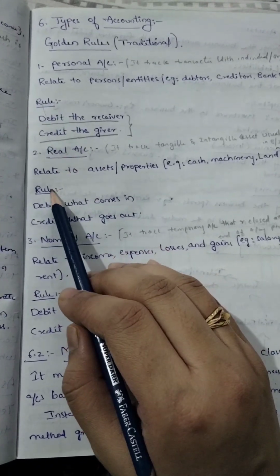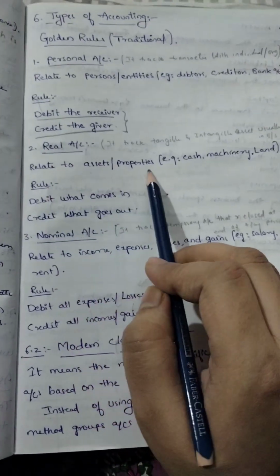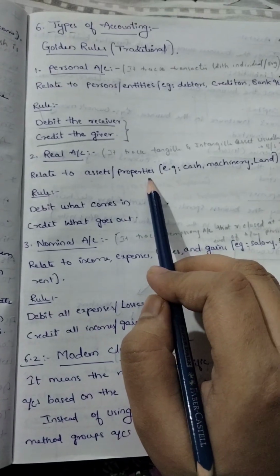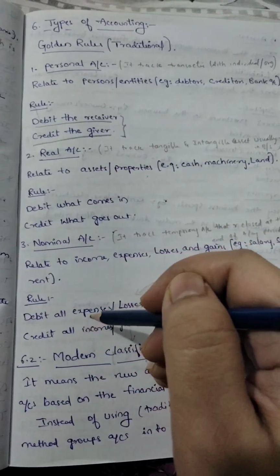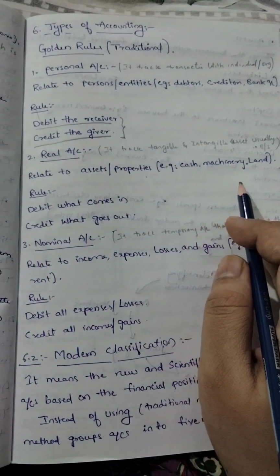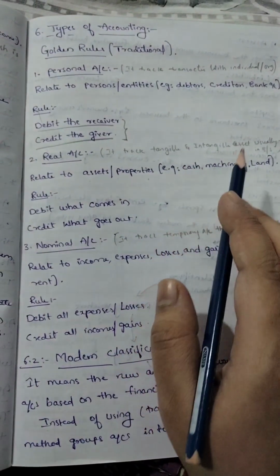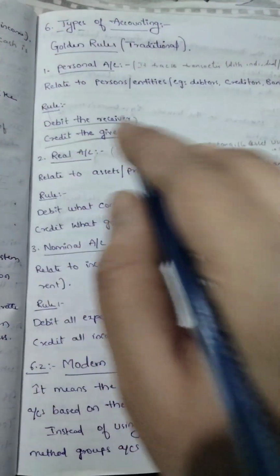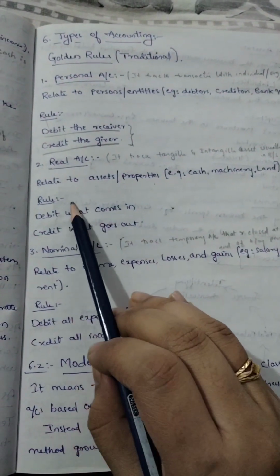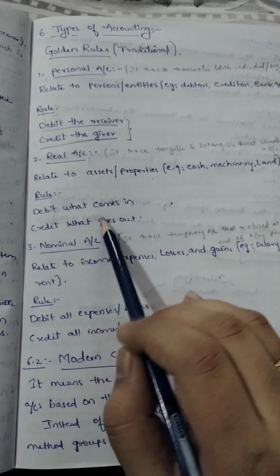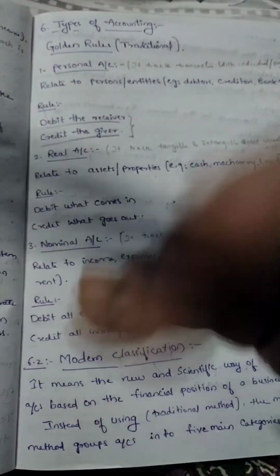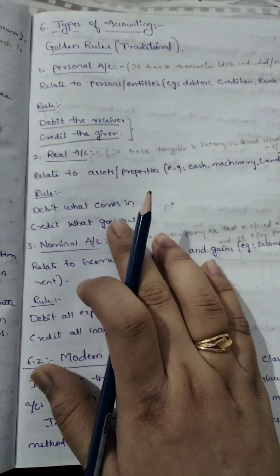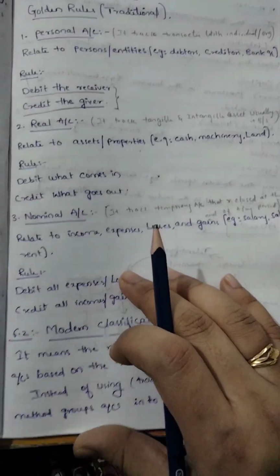Real account means it's related to assets and properties. It tracks tangible assets and also intangible assets. Examples are cash, machinery, land. This comes under the real account. So the rule of real account is debit what comes in, credit what goes out. These are very important rules.